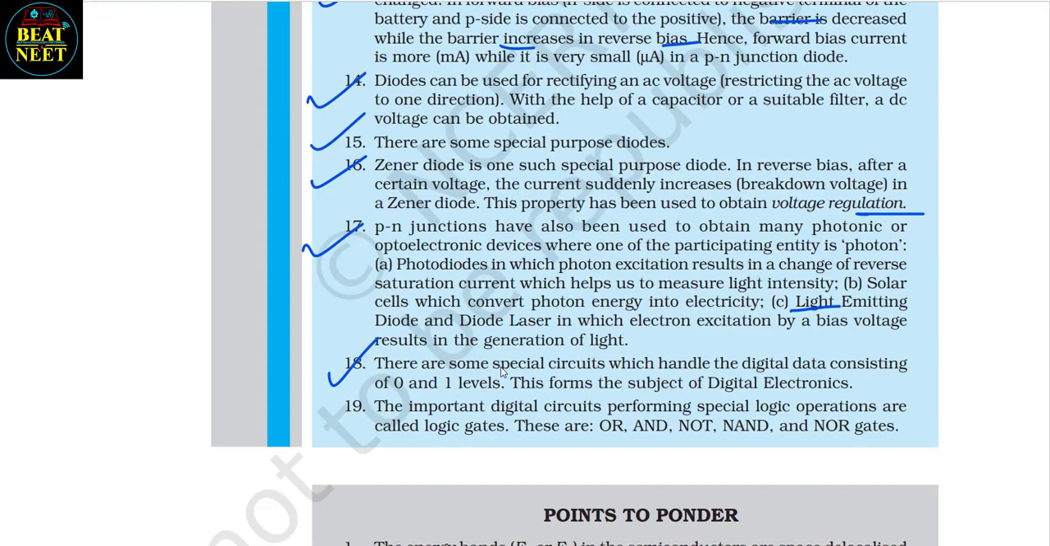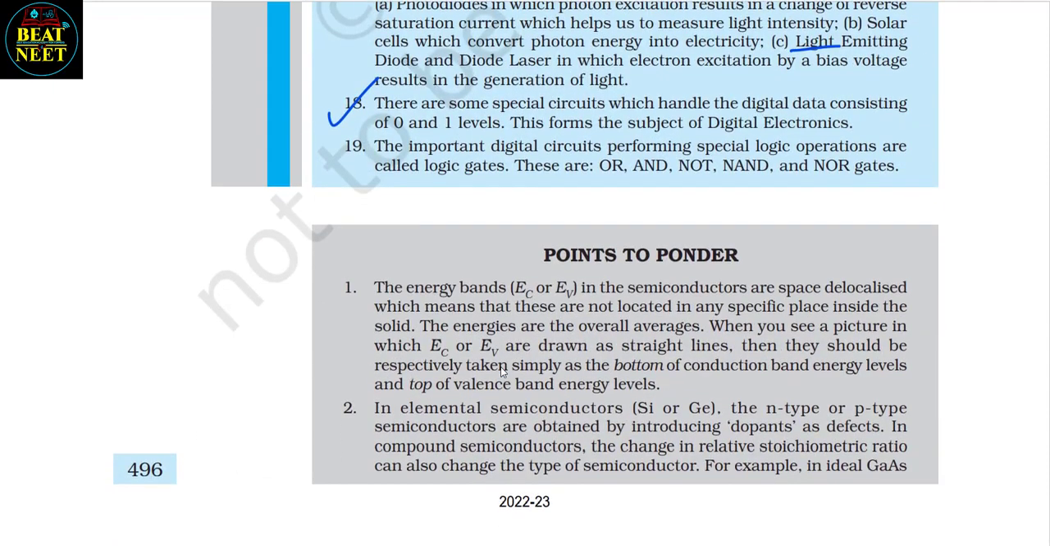This forms the object of digital electronics. Number 19, the important digital circuits performing special logic operations are called logic gates. These are OR, AND, NOT, NAND and NOR gates.